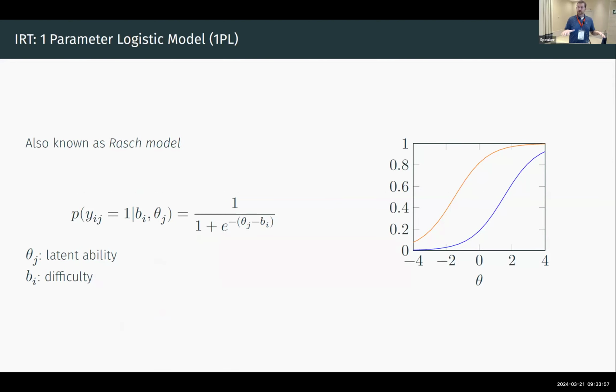So the simplest model, and everything that we're going to talk about today builds on top of this, is what's known as a 1-parameter logistic model. It's also called the Rasch model. And it's defined by the equation here.